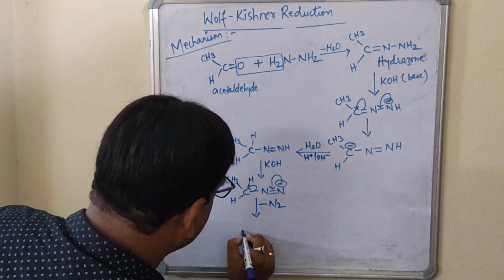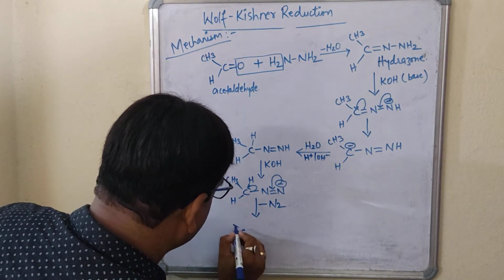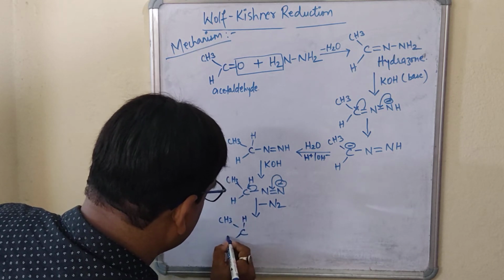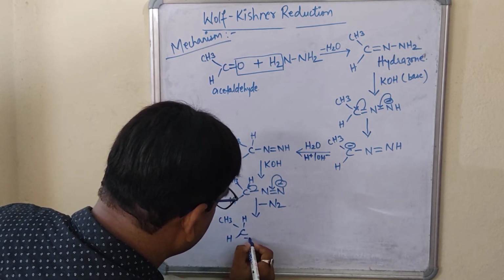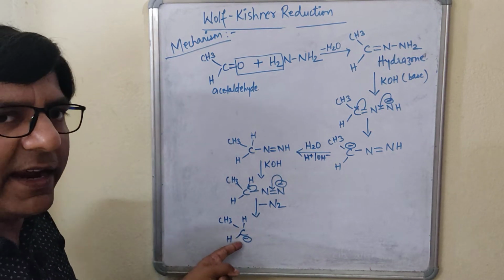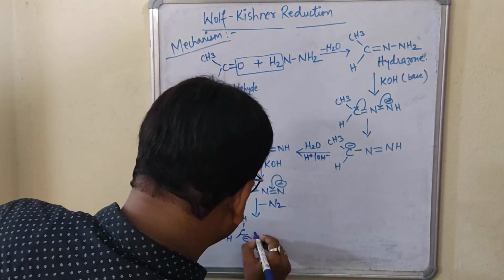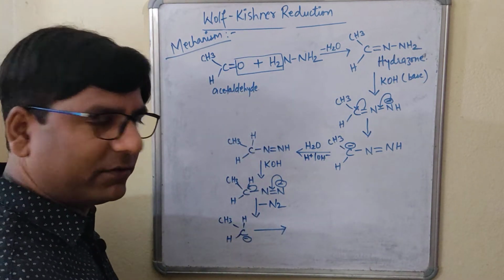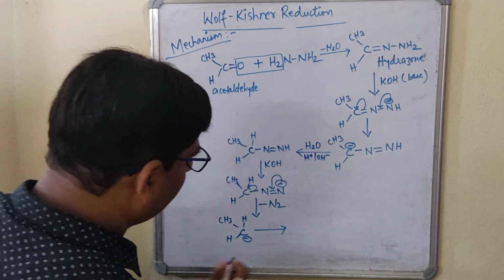So we can write here like this, C, here we have CH3, we have hydrogen, and here we have, suppose, a negative charge. On this carbon we have the negative charge. Now what will happen? Already nitrogen has been expelled out, right? Now in the last step what will happen?